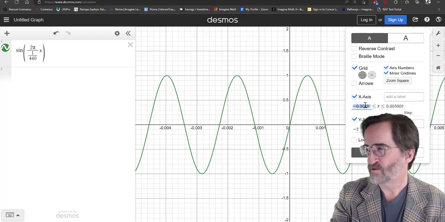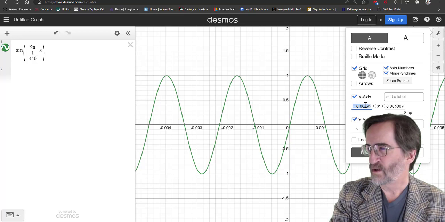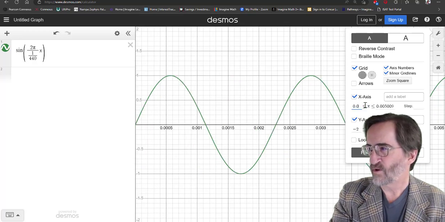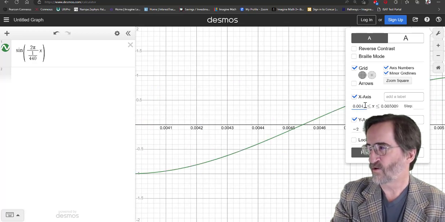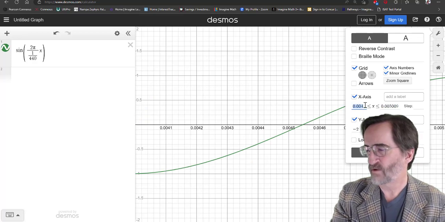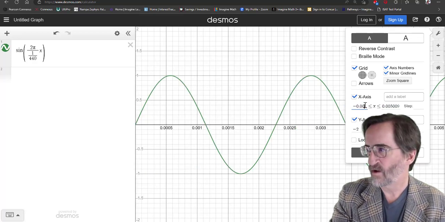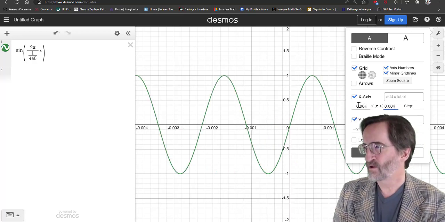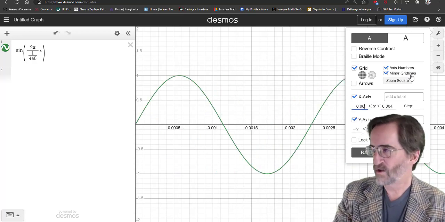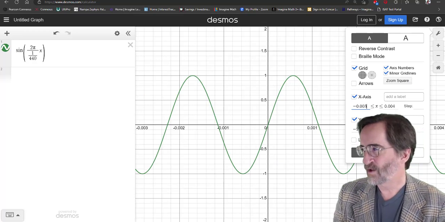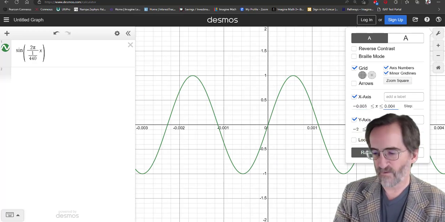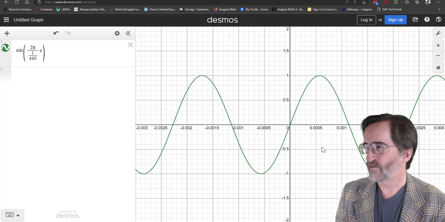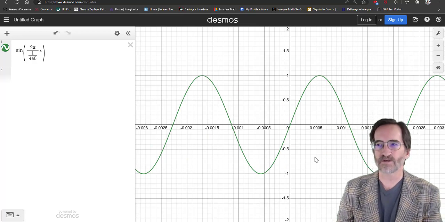X-axis, let's do -0.004 to 0.004. Let's try 3. I want to spread it out just a little bit. Okay, there we go. All right, so a good sinusoidal signal.